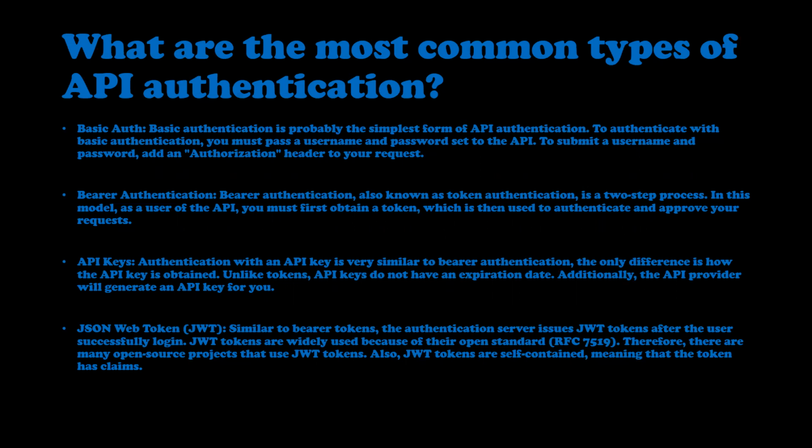There are four basic authentications in the API industry, and those are basic auth, bearer authentication, API key, and JSON web token. Basic auth is one of the simplest forms of API authentication, where you just need to pass the username and password in the header, just to authenticate your request.